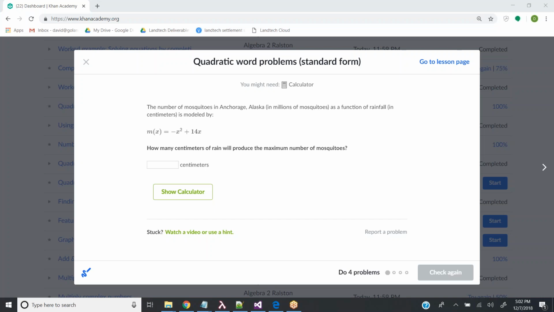I don't, is it the 14? No, excuse me. It's m of x. Yeah, that's what I meant. Well, that's different than x. X is the amount of rainfall that fell. M of x is the number of mosquitoes that get produced based on that rainfall.